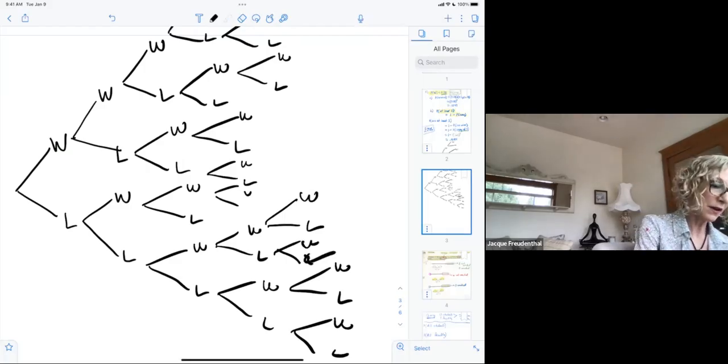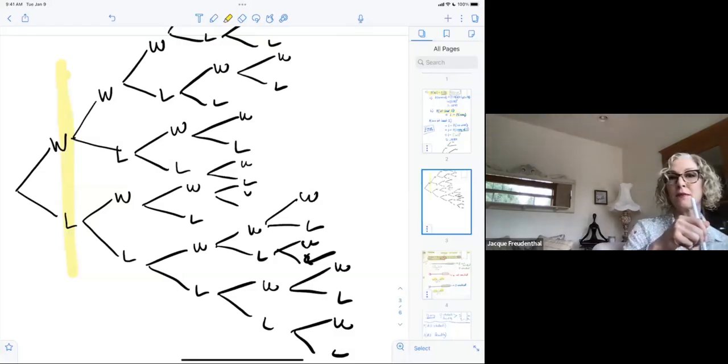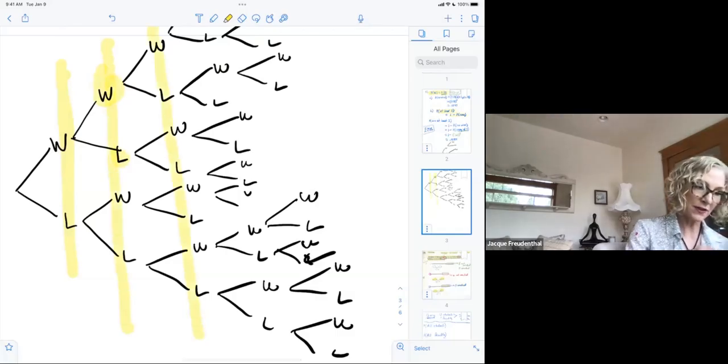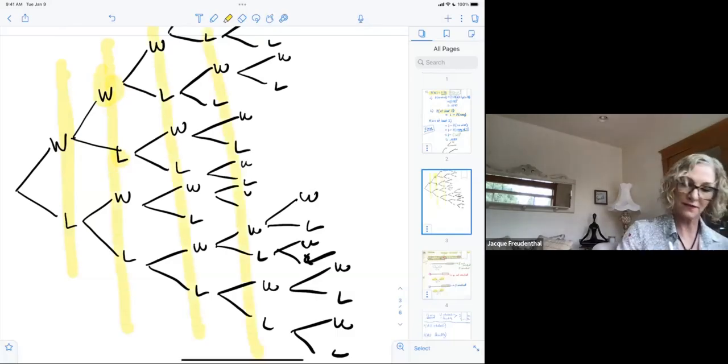So you would have the first pull on the slot machine, you win or lose. Given that you win, then you have either win or lose. So this would be the 2nd pull. Then you have the 3rd pull, the 4th pull, and the 5th pull here.